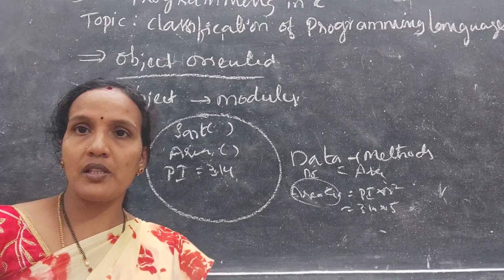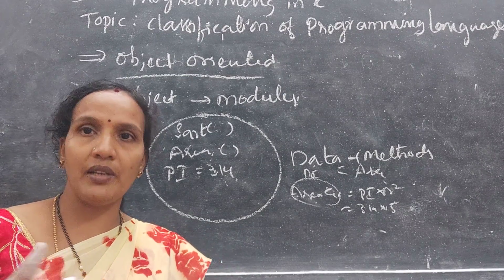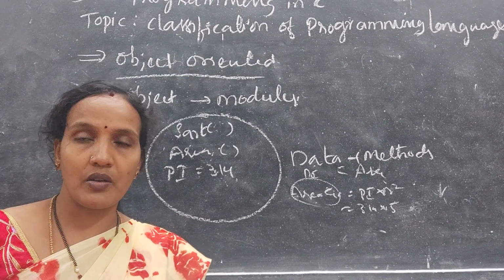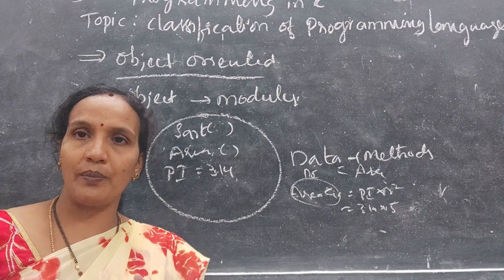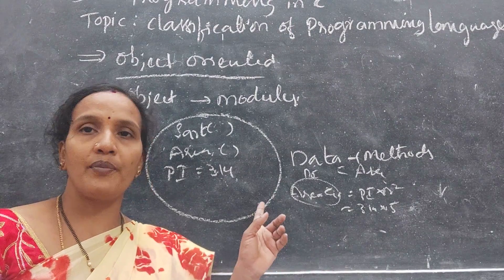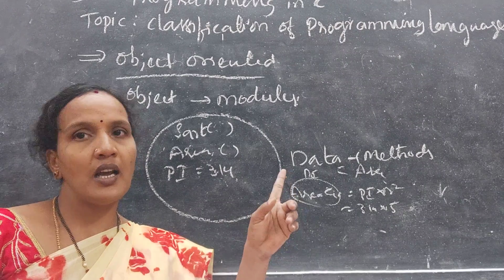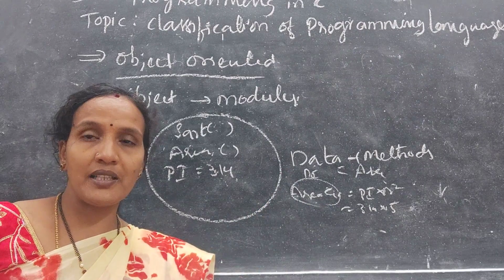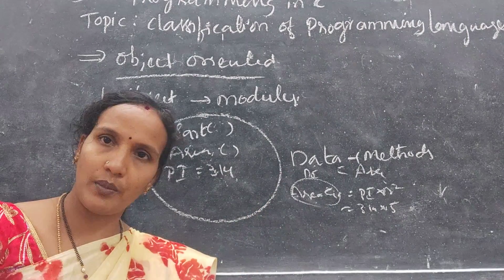the variables and the methods which are similar in nature, all those are grouped into one place, one module, that is called an object. Clear? So object is a collection of data and methods. Those methods can be operated on that variable only.